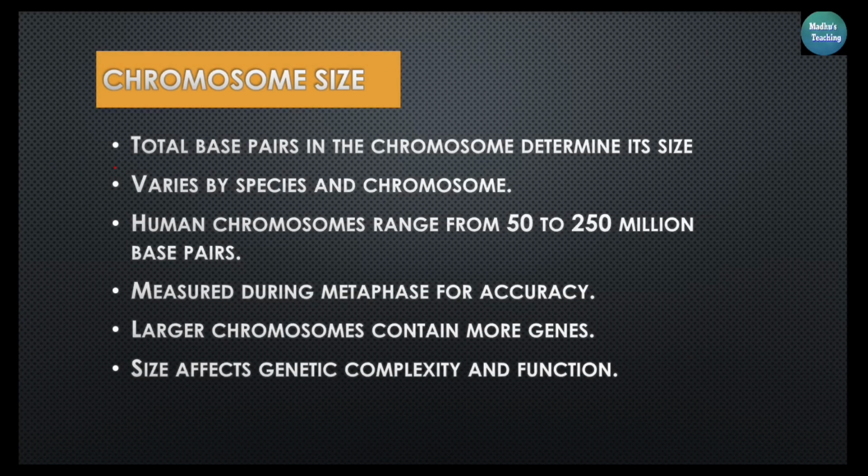Next, chromosome size. Basically, chromosome size is based on the total number of base pairs present in the chromosome, and chromosome size is different among species. For example, human chromosome size ranges from approximately 50 to 250 million base pairs. Some organisms like bacteria can have a lesser number of base pairs, and some organisms like plants can have a higher number of base pairs compared to human chromosome size.